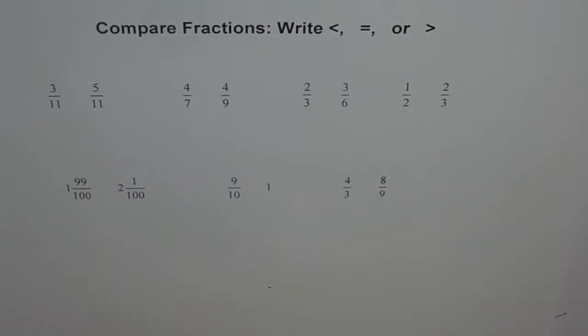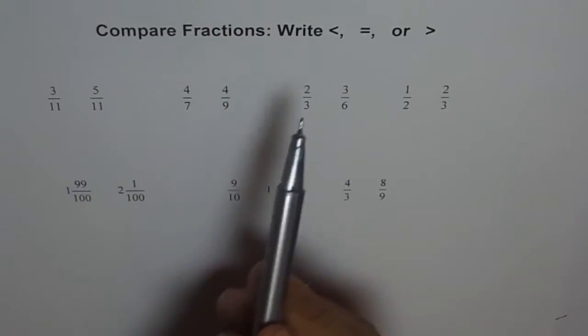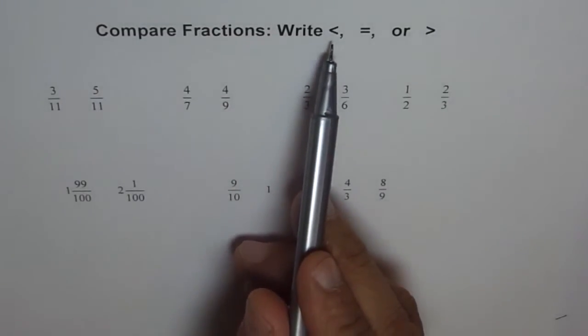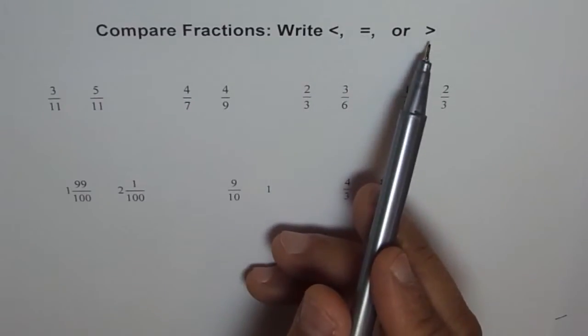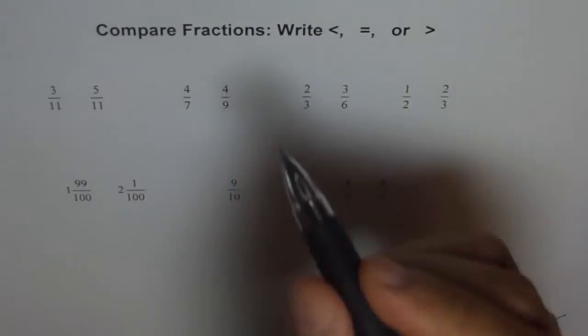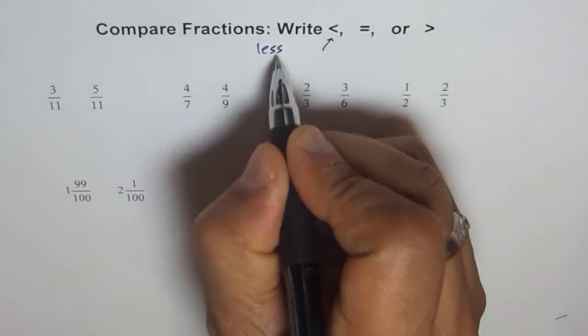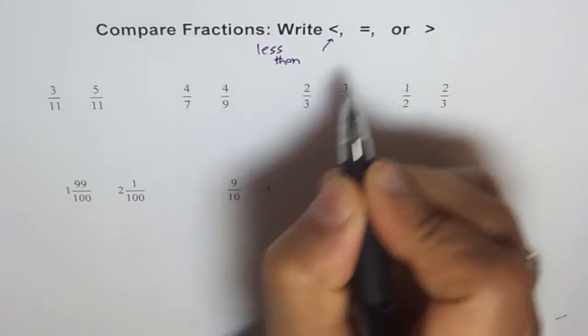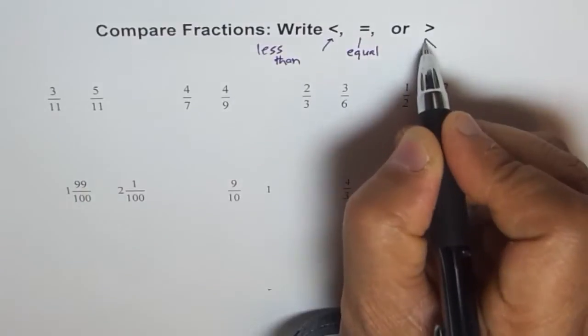Here are a couple of examples to compare fractions, right? We need to write these signs. This is for less than, this is greater than, this is equal to, and that is greater than. Okay? Now, let me write these signs for you. This means less than. This, equal to. And this is greater than.